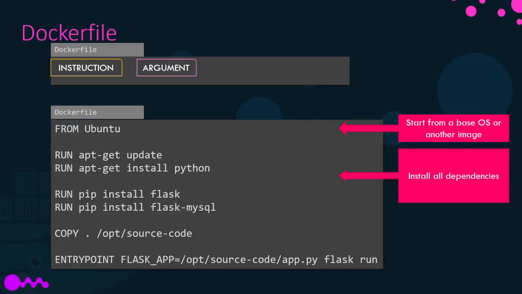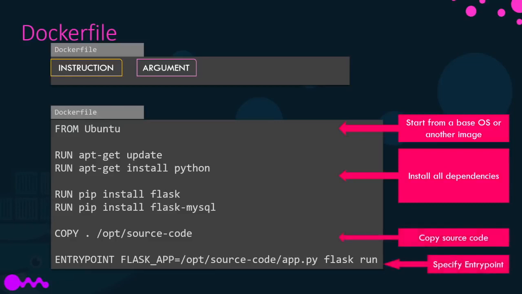So at this point, Docker runs the apt-get update command to fetch the updated packages and installs required dependencies on the image. Then the COPY instruction copies files from the local system onto the Docker image. In this case, the source code of our application is in the current folder, and I'll be copying it over to the location /opt/source-code inside the Docker image. And finally, ENTRYPOINT allows us to specify a command that will be run when the image is run as a container.